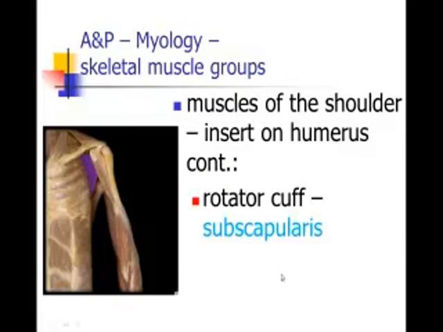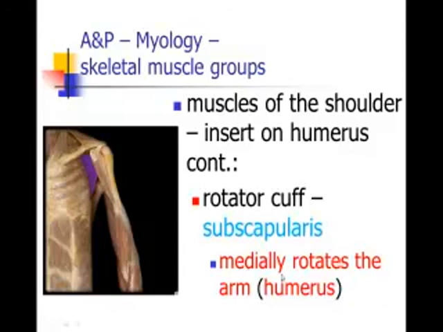We have subscapularis. Subscapularis is a medial rotator of the arm. It's the only one of the rotator cuff muscles that medially rotates the arm. There are actually 4 other medial rotators that were under the muscles that move the arm.